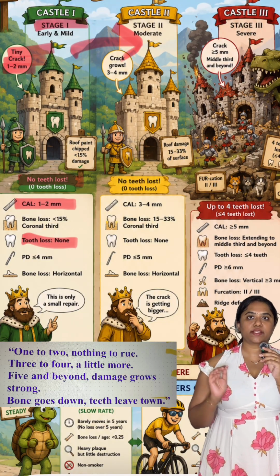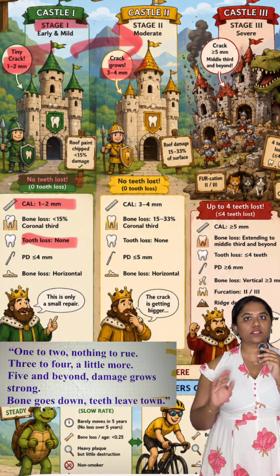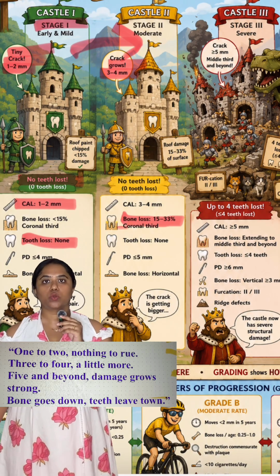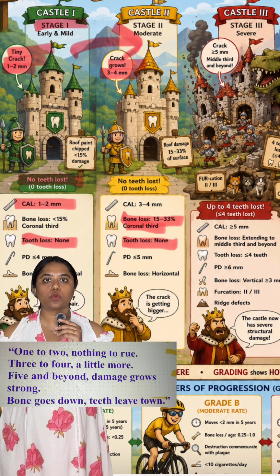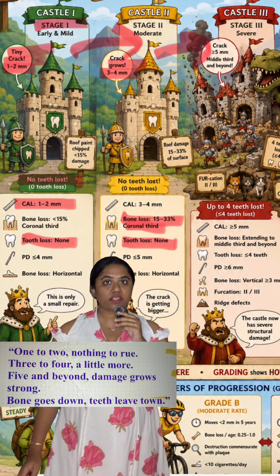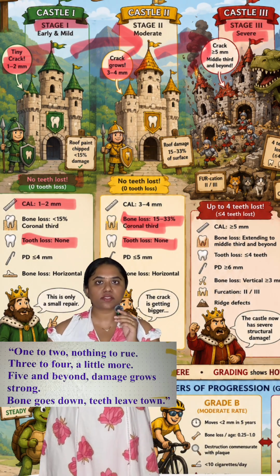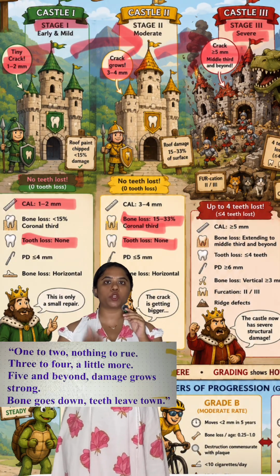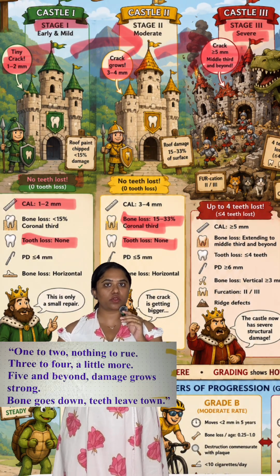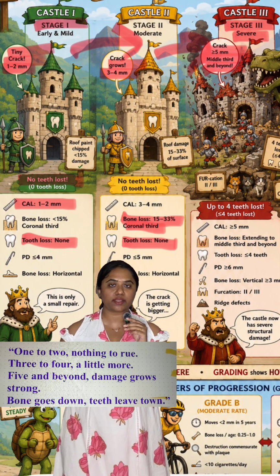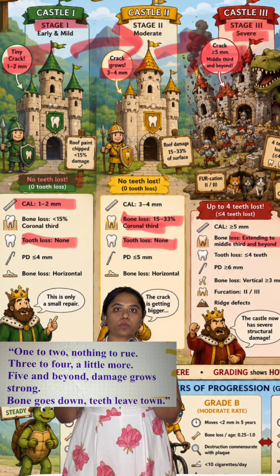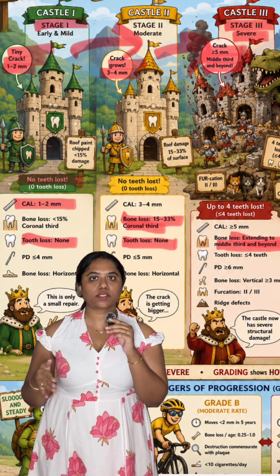Bone loss is under 15%, still in the coronal third, and no tooth loss. Castle 2, 3 to 4, a little more bone loss, and still there is no tooth loss. Castle 3 is where things get serious. The crack is now 5 mm and more, 5 and beyond. Damage grows strong, bone goes down, and teeth leave the town. Bone reduces more than the middle third. Teeth also start falling off.